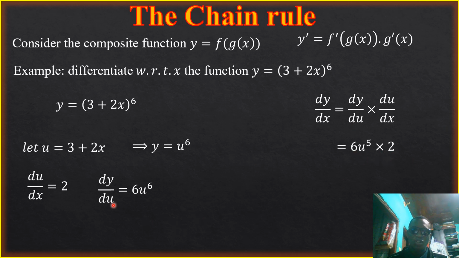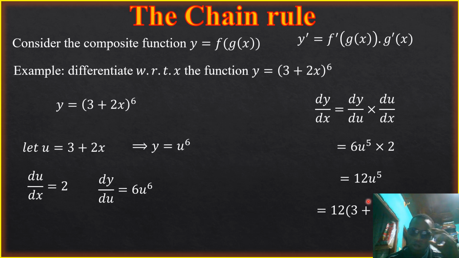Now all we need to do is apply the formula. dy/du is 6u raised to the power 5. I have told you that this is 5, not 6. Multiply by du/dx, which is 2. Then at the end of the day we end up with 12u to the power of 5. But my u is equal to 3 plus 2x. So you just replace u in that position, and then everything is raised to the power of 5. I hope you understand.